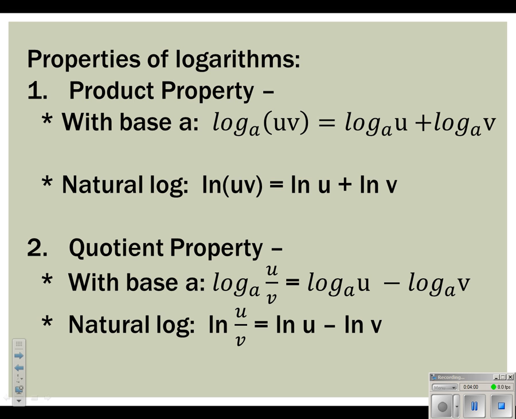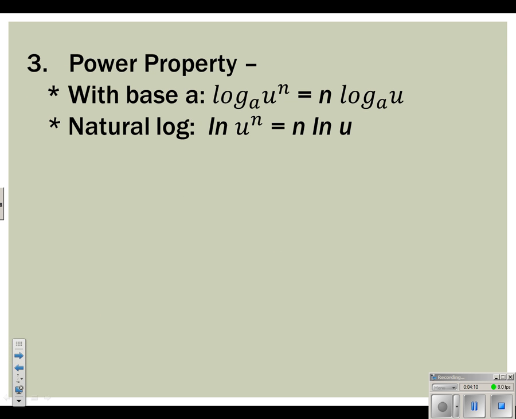The quotient property, so if we have log base a of u divided by v, now it's just subtraction of the two. Okay, same thing for our natural logs. Our third property is the power property. If we have log base a of u to the n, that's the same as saying n times log base a of u. And again, it works the same if you have your natural log.